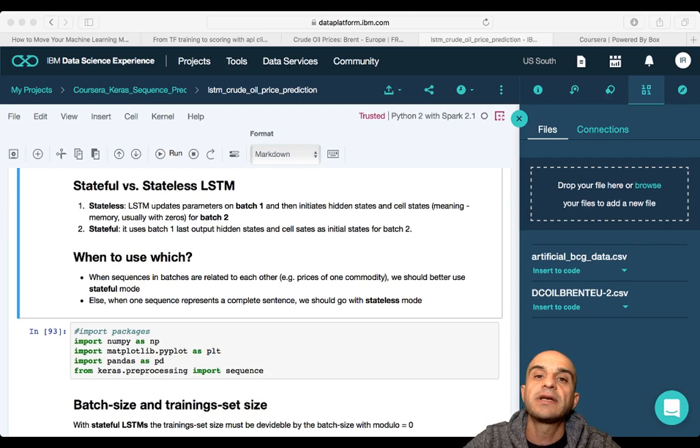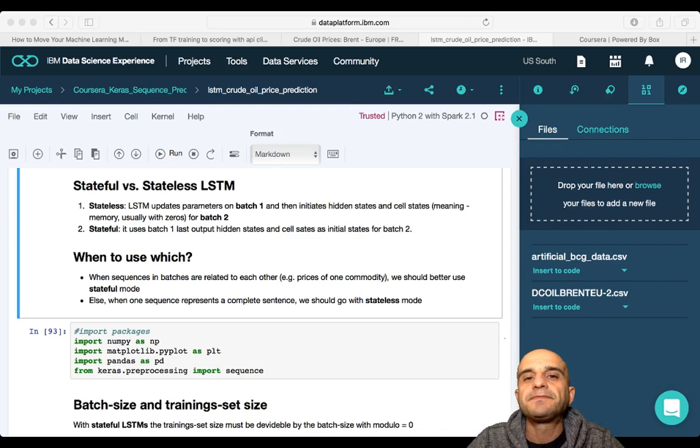And of course, there is dependency inside of this data, between different time steps. And there is also dependency between batch 1, batch 2, batch 3, and so on. This is one time series. And because of that, of course, we should use stateful mode.